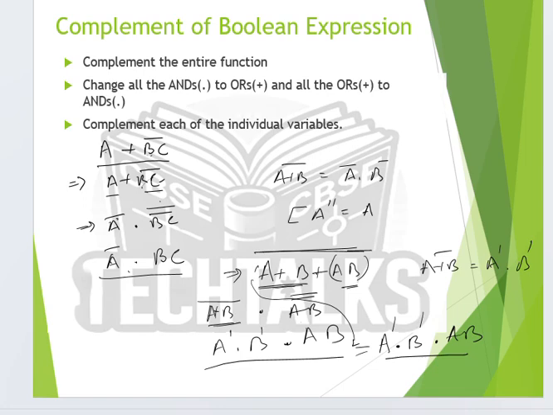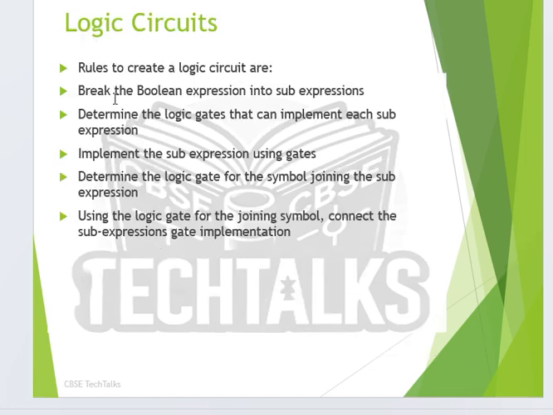Should we move further? Now, how to draw the circuits, logical circuits. Rules to create a logical circuit are: break the Boolean expression into sub-expressions. Let's take an example here. If I have the Boolean expression AB plus B complement C plus AC, and this is the circuit I need to draw, we will be following the instructions. Break down the Boolean expression into sub-expressions. So this is one sub-expression, this is the second sub-expression, and this is the third sub-expression. Determine the logical gates that can implement each sub-expression. Here it is what? AND.